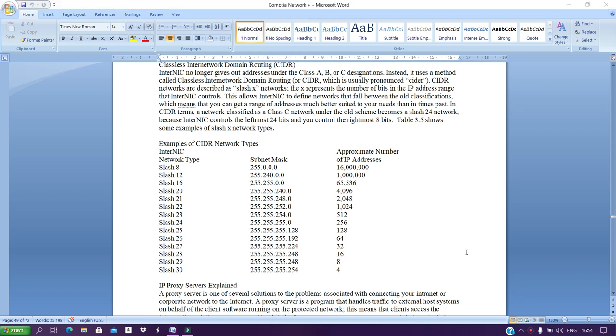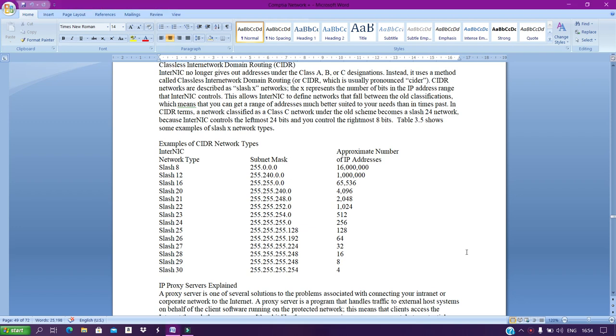X represents the number of bits in the IP address range that InterNIC controls. This allows InterNIC to define networks that fall between the old classifications, which means that you get a range of addresses much better suited to your needs than in times past.